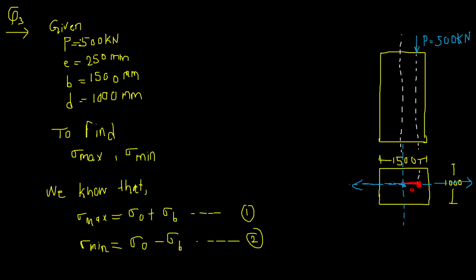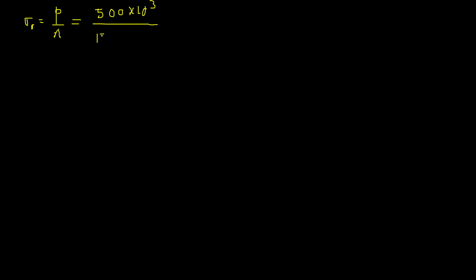Force is 500 kilonewton, so 500 into 10 to the power 3, divided by area, which is B into D, 1500 into 1000 mm. So we'll calculate this, and it should come to 0.33 newton per mm square.